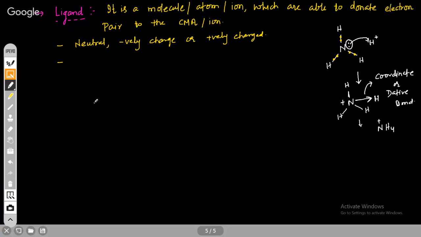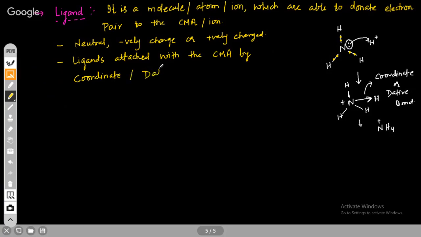So what we can say, the ligands are attached with the central metal atom by what kind of bond we have here? What kind of bond? By coordinate bond, coordinate or dative bond. The third thing is this: the bond between the ligand and the metal is coordinate bond. Right? This is one thing.